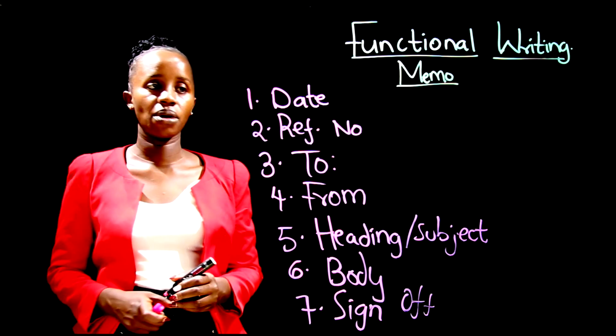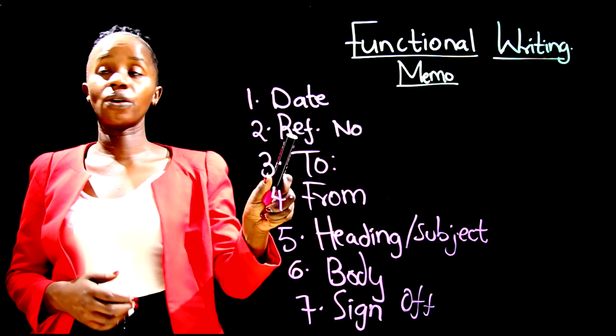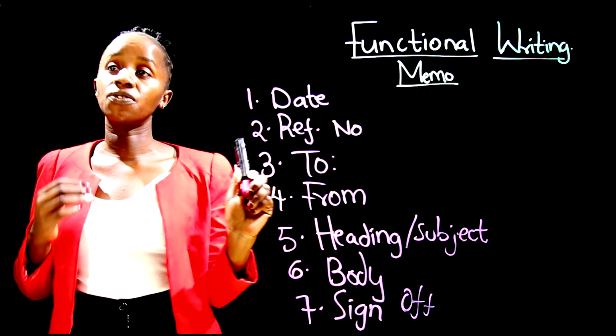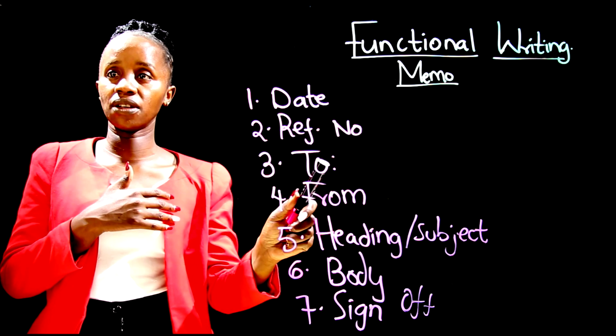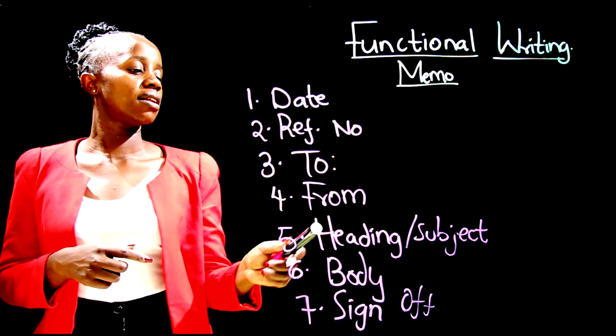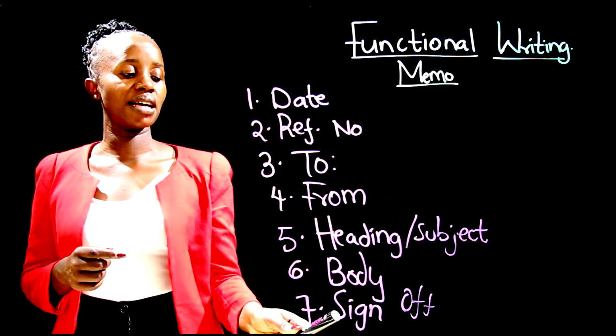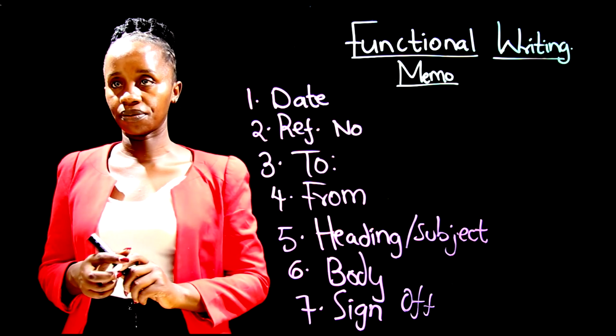So when you're writing your memo, make sure that one, it has a date. Two, the reference number. Then who is receiving, so "to". Then "from", who has written. Then the heading of the subject, the body, and lastly, the signing off.